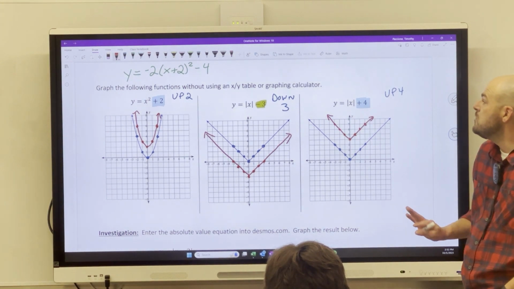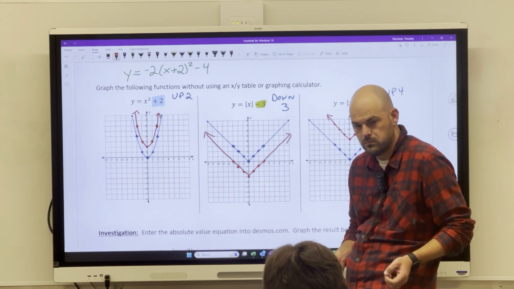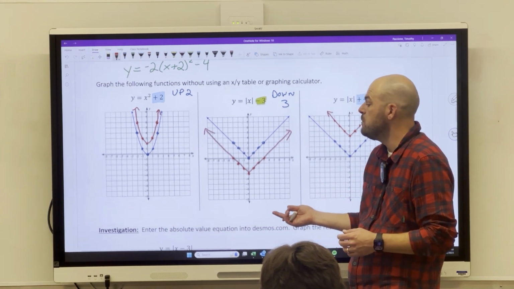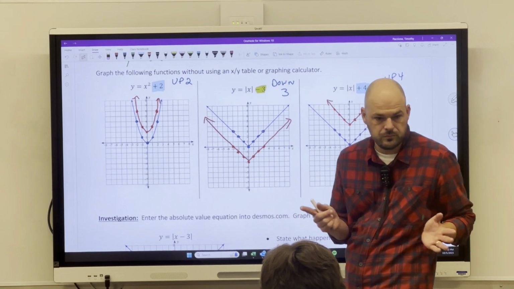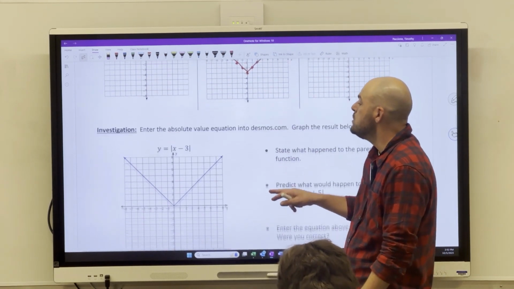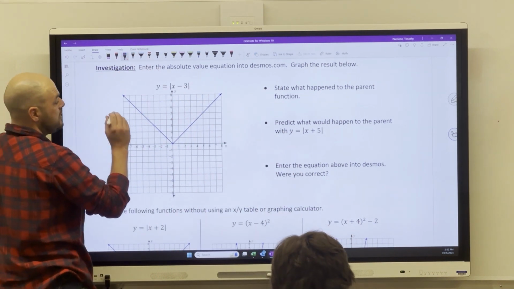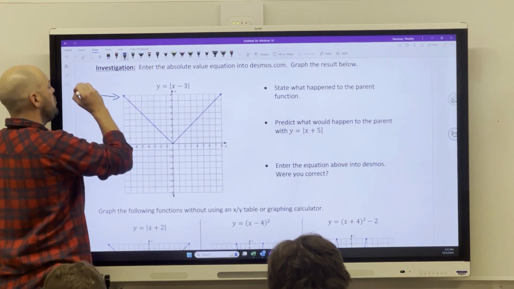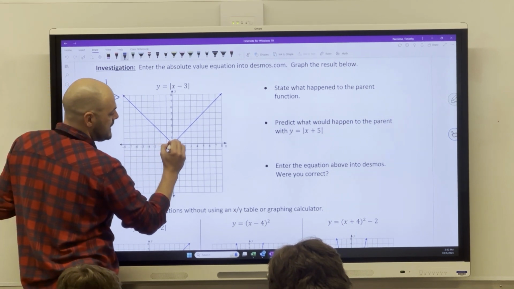All right, so that is vertical, meaning up and down, vertical translations. But that's not the only way we can move, right? We could also move left and right, okay? So we're gonna talk about that now. So again, I have a function. I have this parent function, y equals the absolute value of x, and it's got its key points, right?